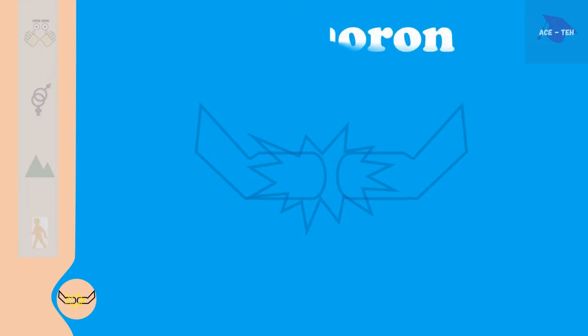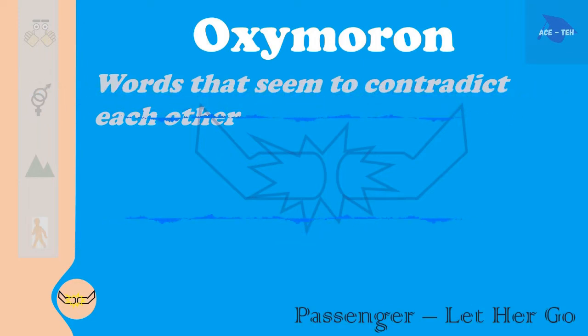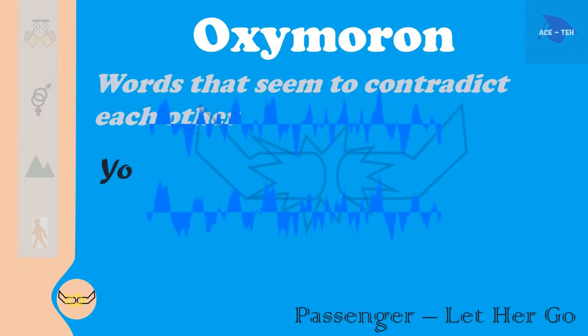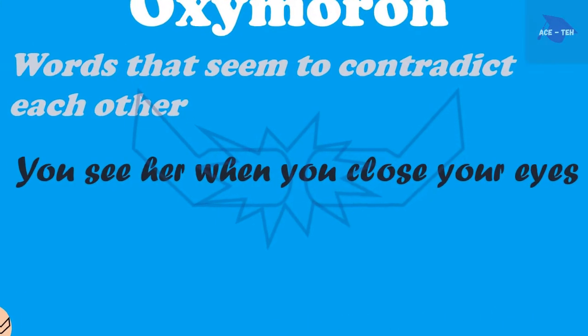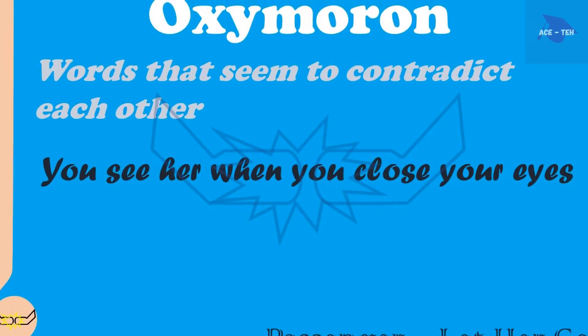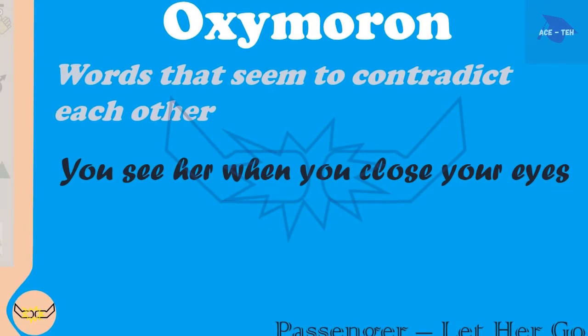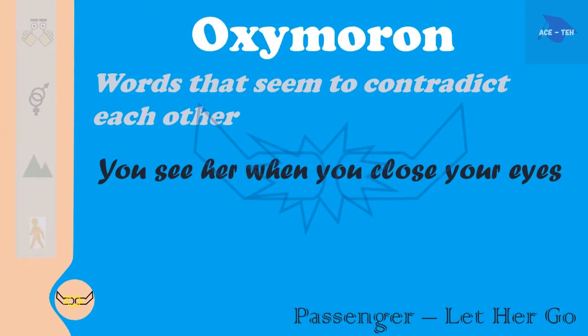An oxymoron is a figure of speech that contains words that seem to contradict each other. You see her when you close your eyes. The action of seeing is physically impossible when the eyes are closed. Seeing with eyes closed clearly is contradictory.